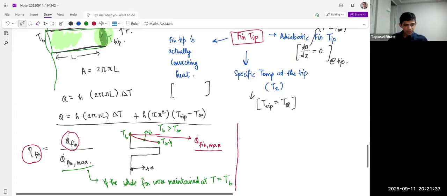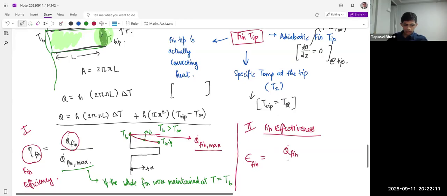So now another equation. This one was fin efficiency. What is the second one? The second one is fin effectiveness. In fin effectiveness, we call it epsilon of fin. It is Q dot fin over what it would be if the fin was not there?